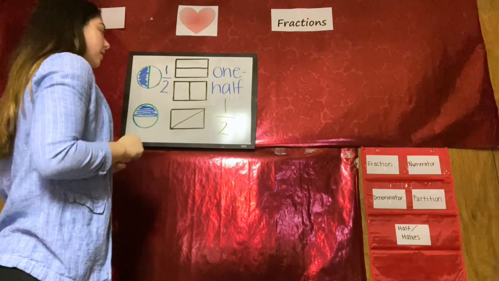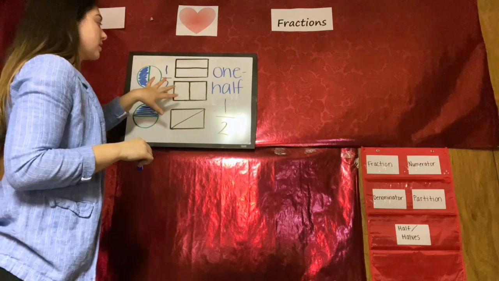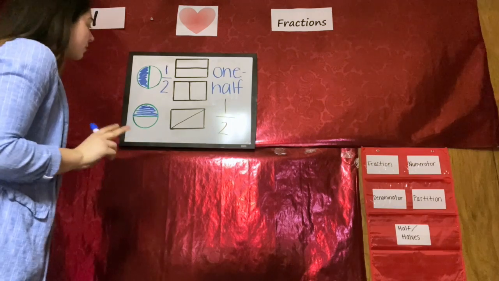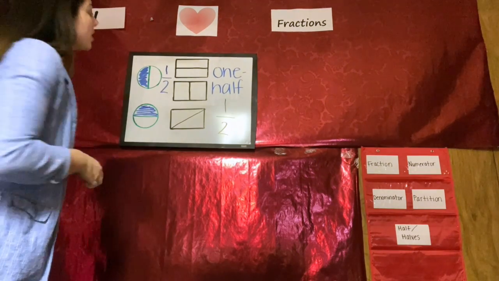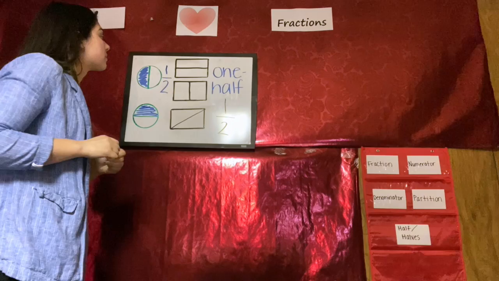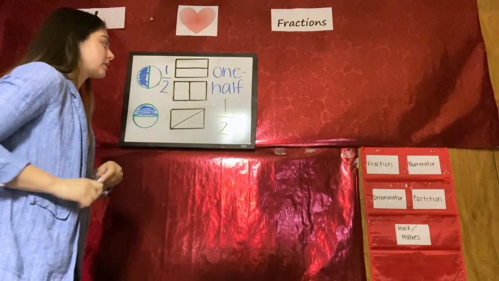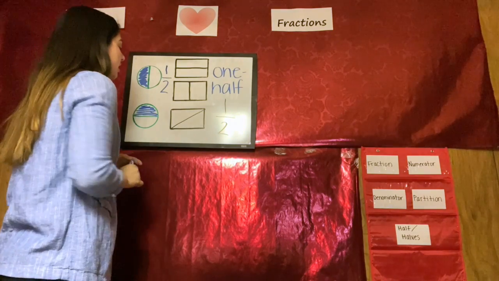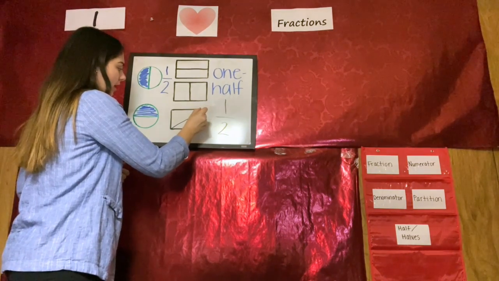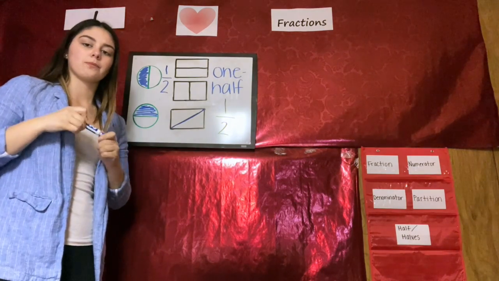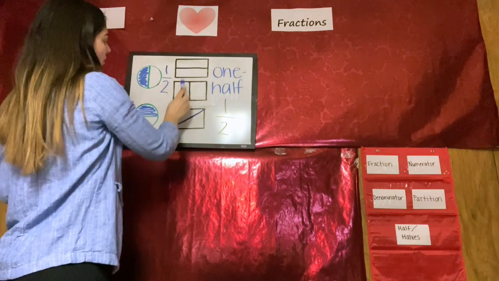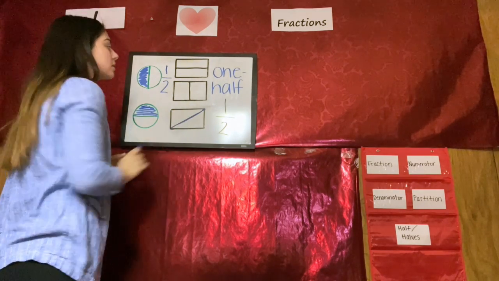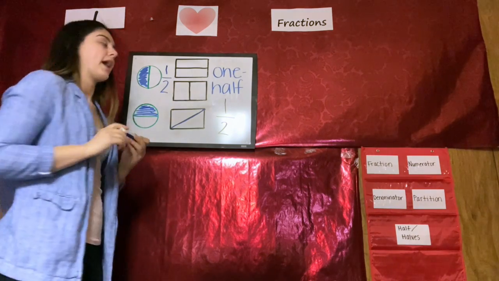Now let's look at our rectangles here. We have 3 different representations of a rectangle partitioned into 2 equal parts. This rectangle is partitioned with a horizontal line across. This rectangle is partitioned with a vertical line straight down the middle. This last rectangle is partitioned with a diagonal line right across the rectangle. If we look at all 3 of these rectangles, they are all partitioned into 2 equal parts, so they are each representing 1/2.